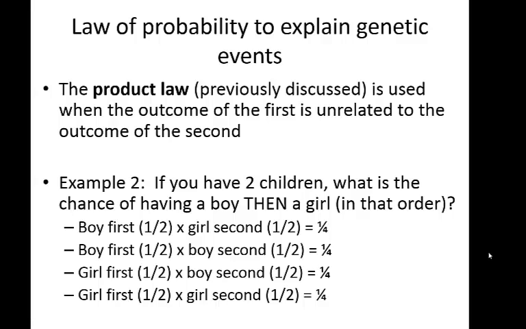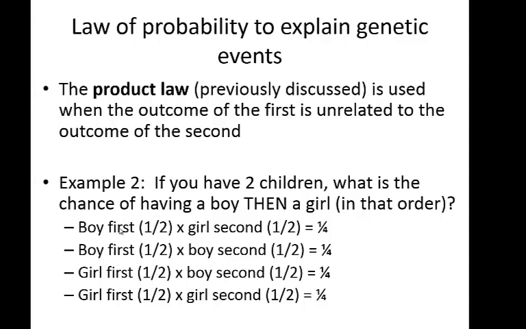Okay, in the second example, let's say you have two children. What is the chance of having a boy and then a girl in that particular order? So the first possibility is that you could have a boy first. That's a 50% chance. The second possibility is you could have a girl second. That would be a 50% chance. Each of these would be an independent event. Just because you had a boy first doesn't necessarily mean you're going to have a girl second, doesn't necessarily mean you're going to have a boy second, and so on. So each of these would be a 50% chance.